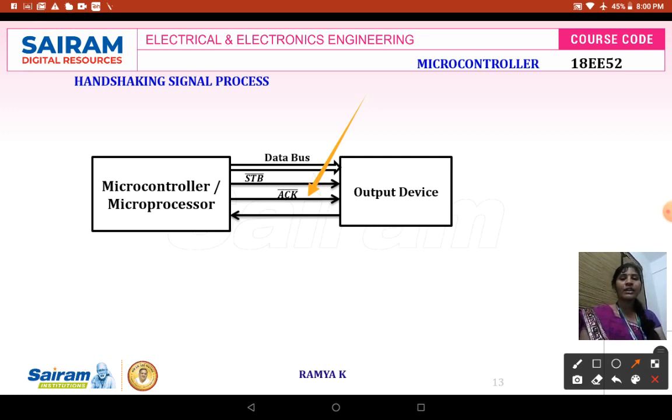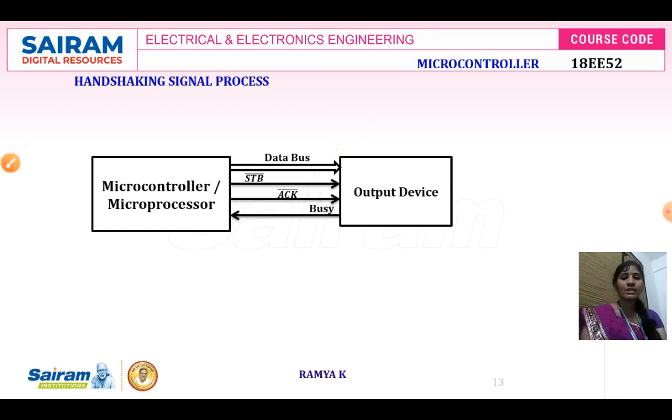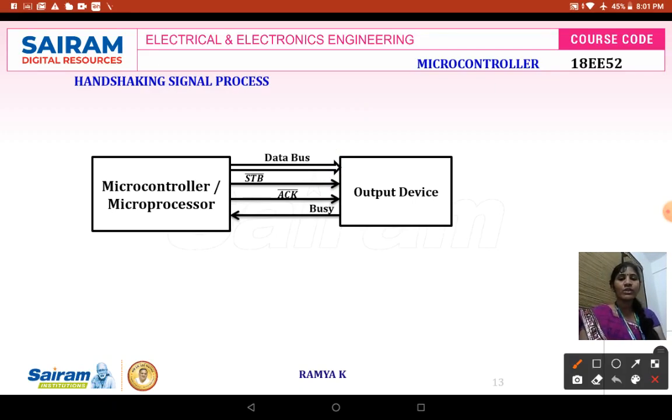Suppose the output device is very busy, for example if it is handling more than one communication process. Under that condition, if a microcontroller is sending data, your output device will issue a busy signal to your microcontroller, so that your microcontroller will wait, or it will perform the next task where other interrupts are requested.